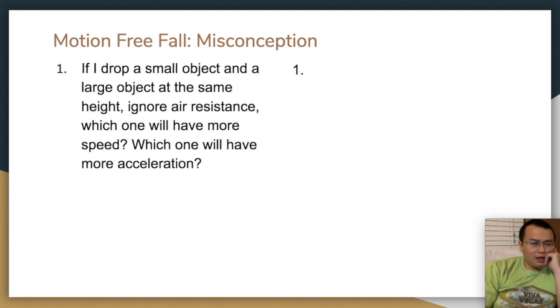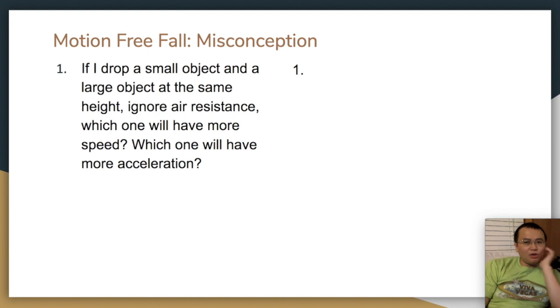If you take a textbook and a sheet of paper and you drop them, of course the textbook is going to hit the ground first, and of course the textbook is going to move faster than a sheet of paper. The reason for that is air resistance. But if you crumple up that sheet of paper and you drop it next to a textbook, do the experiment yourself. You will realize that both will hit the ground at the same time.